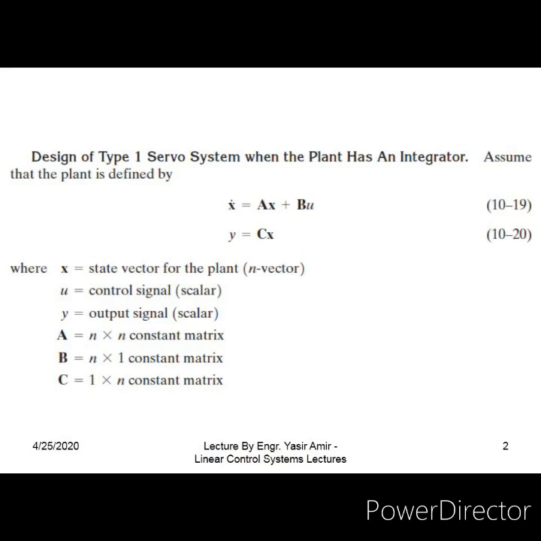Now the problem is that real world systems don't have a zero input, and they are not expected to have a zero output. So for these real world systems, we use the concept of servo systems. And for servo systems, in designing the control, we will use the idea of a regulator.